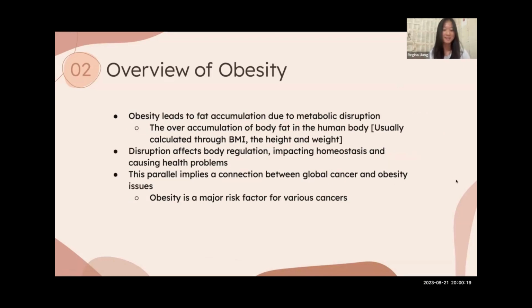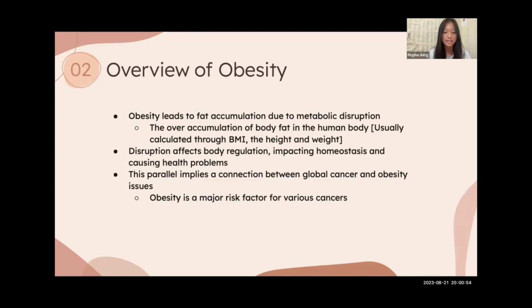Okay, so obesity is basically the overaccumulation of body fat in the human body. This is usually calculated through BMI, which involves the calculation of the weight and the height. This is due to metabolic disruption. This disrupts the body regulation, which then impacts the homeostasis and causes health problems. This parallel with cancer, where they're both disrupting body regulation, implies a connection between the global issue of cancer and the global issue of obesity.